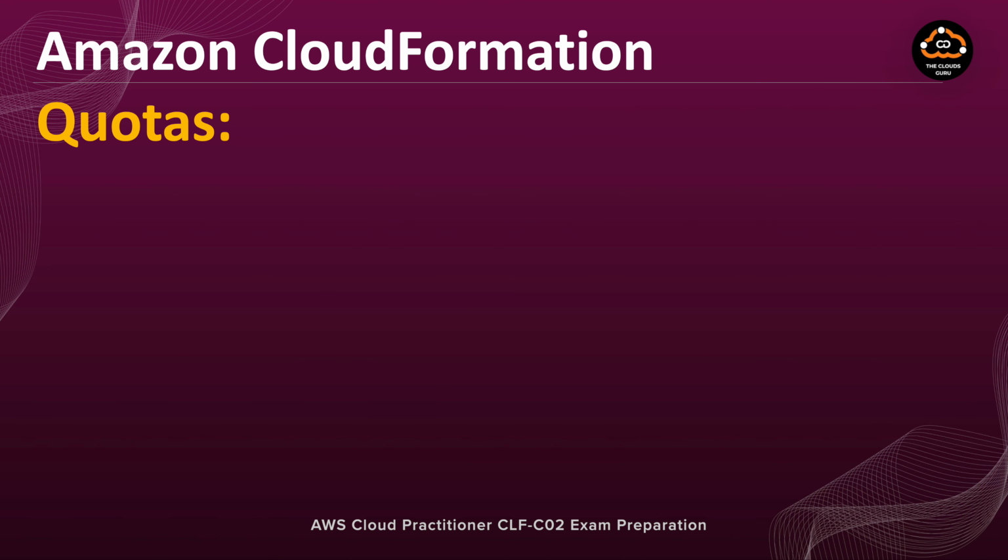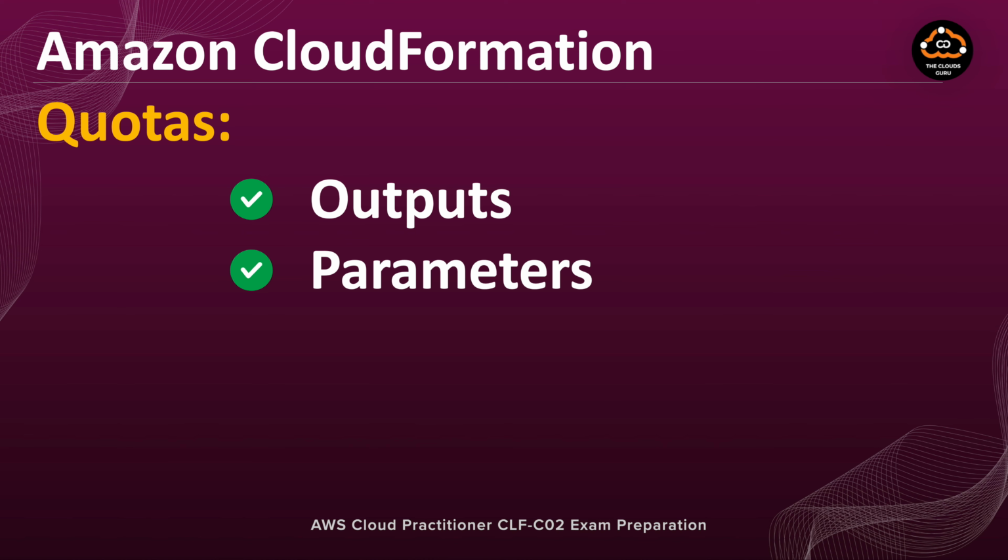AWS CloudFormation Quotas. Outputs: up to 200 outputs per AWS CloudFormation template, while parameters: up to 200 parameters per template. And resources have a maximum of 500 resources per template.